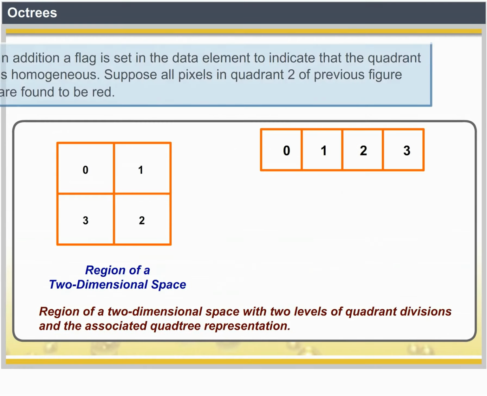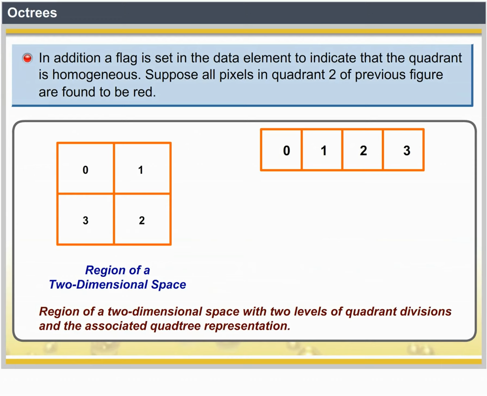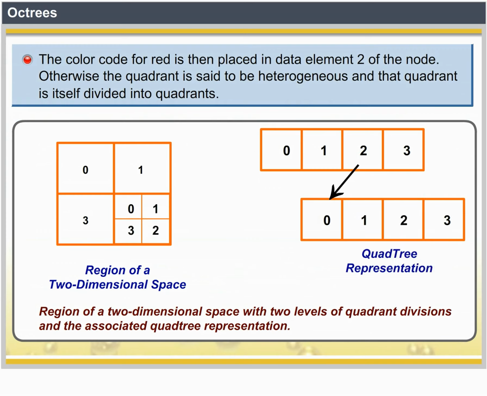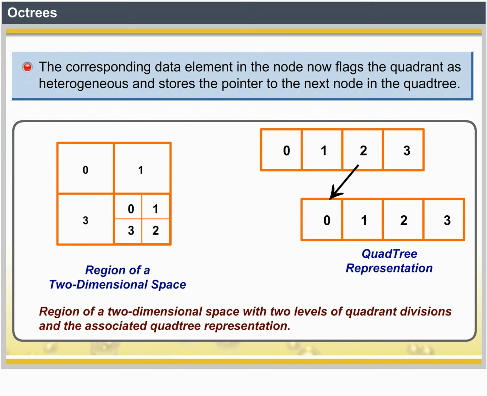In addition, a flag is set in the data element to indicate that the quadrant is homogeneous. Suppose all pixels in quadrant 2 of the previous figure are found to be red. The color code for red is then placed in data element 2 of the node. Otherwise, the quadrant is said to be heterogeneous, and that quadrant is itself divided into quadrants. The corresponding data element in the node now flags a quadrant as heterogeneous and stores the pointer to the next node in the quad tree.